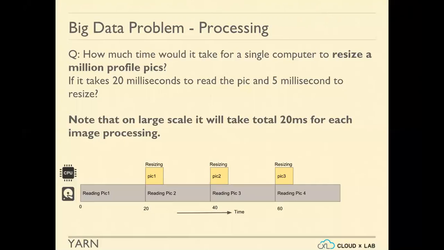Question from Noor is, if there is a program which is reading the file and resizing it, then these steps would be in sequence. That's correct. Therefore, we might have to rewrite that program. And that's why most of the distributed computing is done by rewriting most of the code. Okay, does it make sense to you? So this will be done in parallel on a large scale.